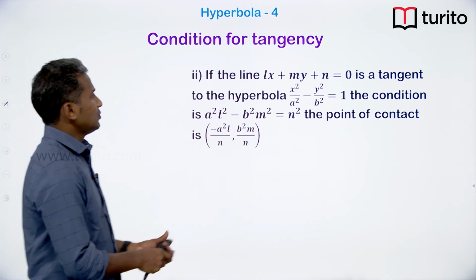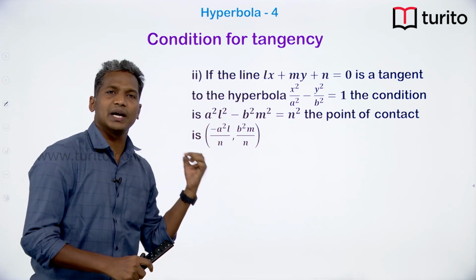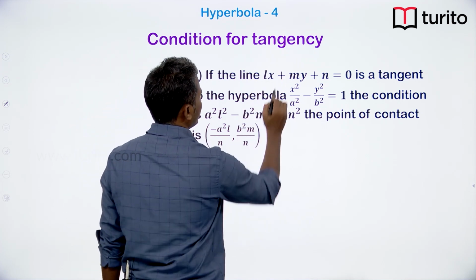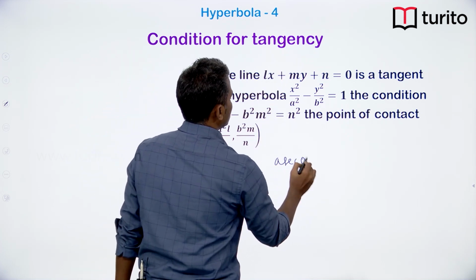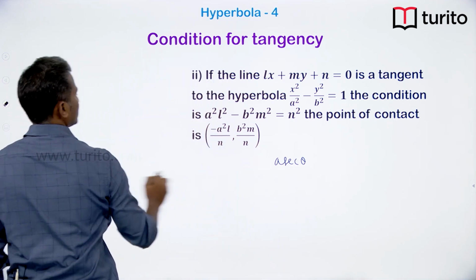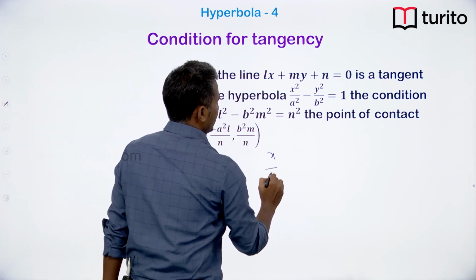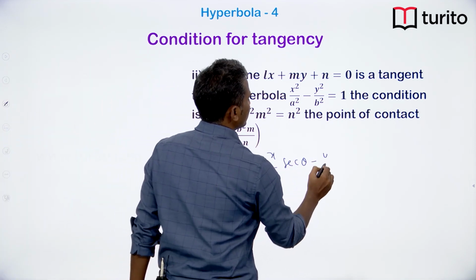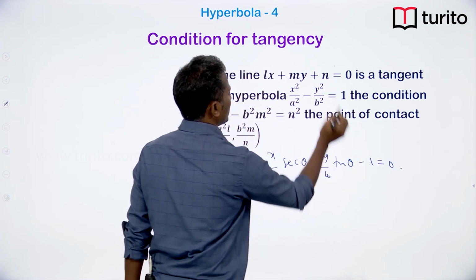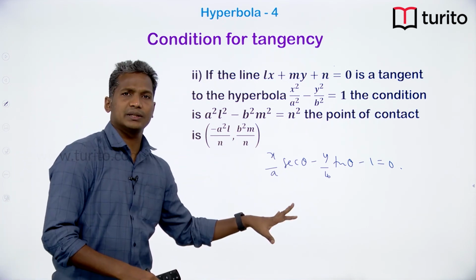Okay. So, now for the general line also we can find the condition along the same lines. So, what do we do here? We directly compare this with x by a sec theta minus y by b tan theta minus 1 equal to 0. We try to compare these two directly and then we derive the condition in the same lines.